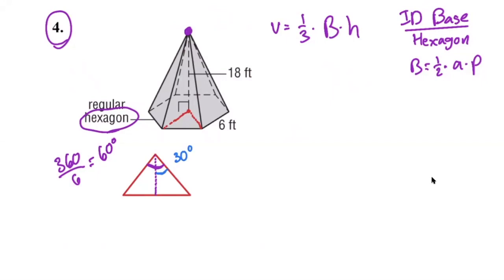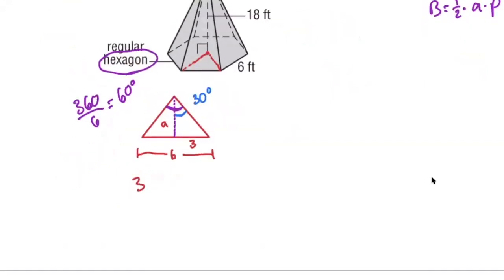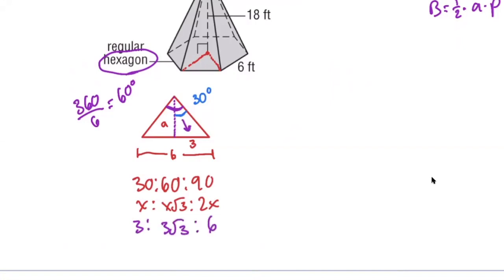And then we know this whole entire base here is 6. So this here is 3. Okay, what would my apothem be? 30, 60, 90: x, x radical 3, 2x. And I have my 30. Oh, that's always nice. Okay, I have my 30 degrees, right? Opposite 30 degrees is 3. So 3 radical 3, and 6, okay?